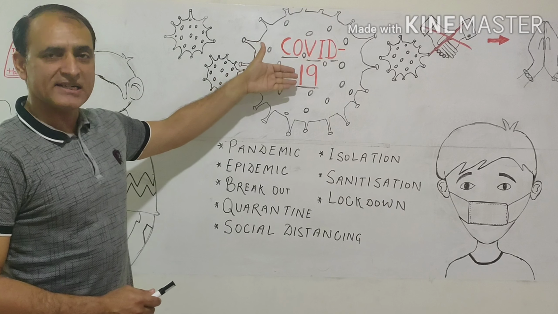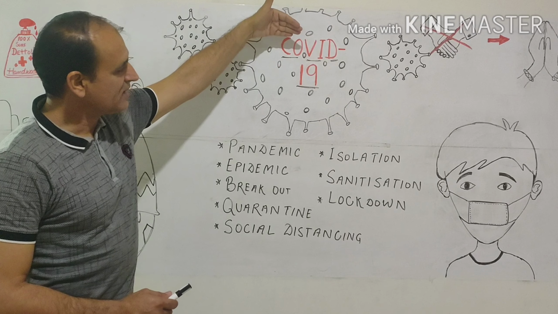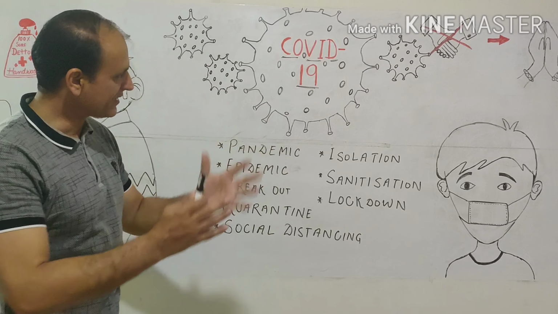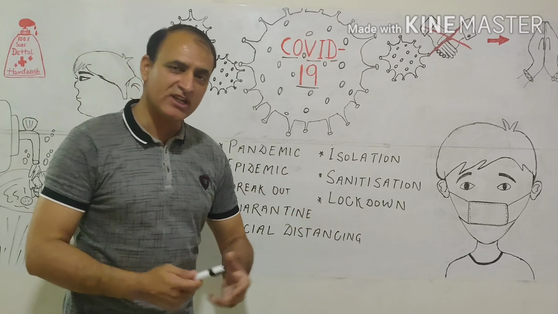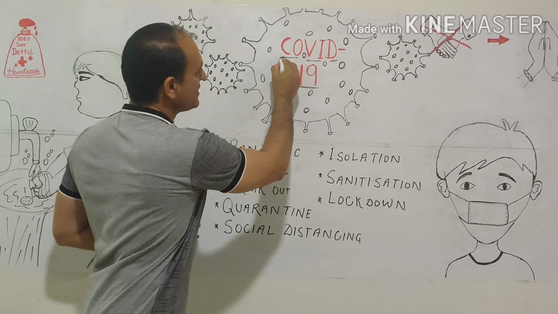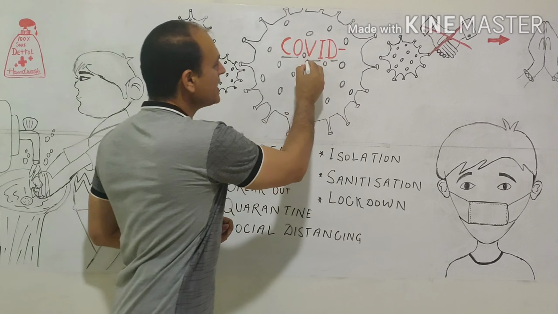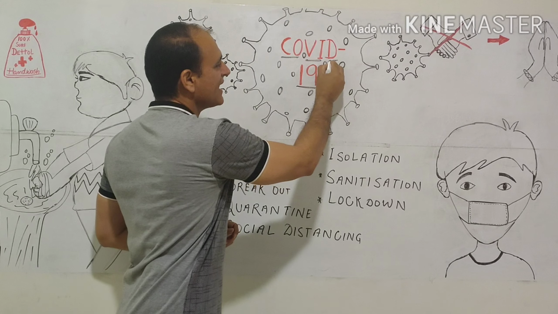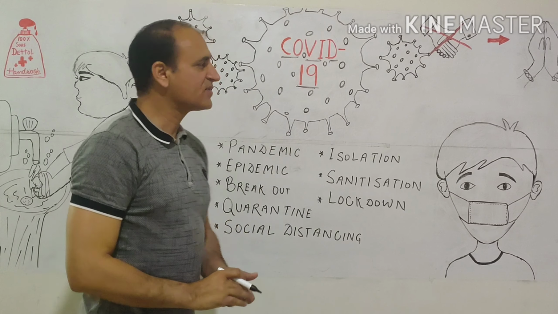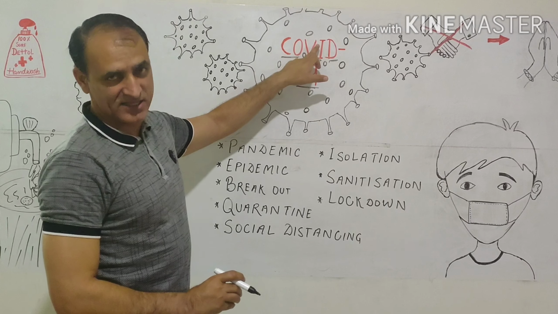COVID-19, what does COVID-19 stand for? Actually this word is a combination of three words. The first one is CO, that stands for corona itself. Corona, VI stands for virus, and D stands for disease. So it is the disease which is caused by coronavirus.